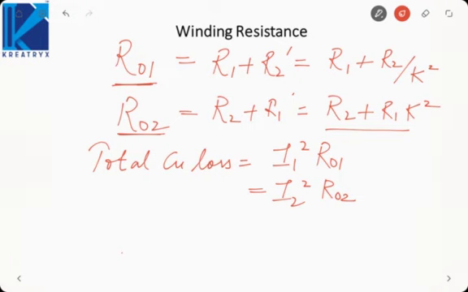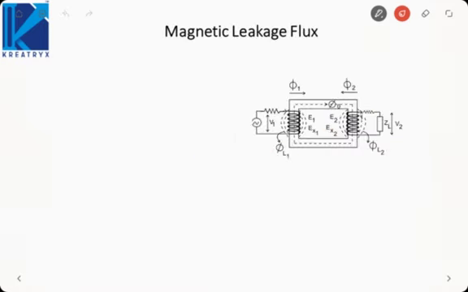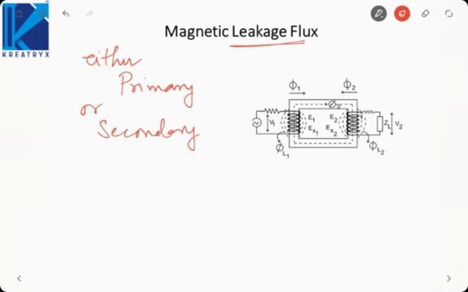Next, let us consider the leakage flux. First of all, what is meant by leakage flux? Leakage flux is the flux which links only one of the two windings of the transformer but not both. That is, it can be in either primary or secondary, but not both. It can link only one winding.